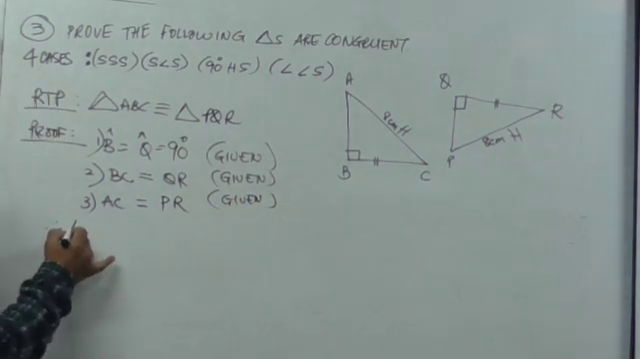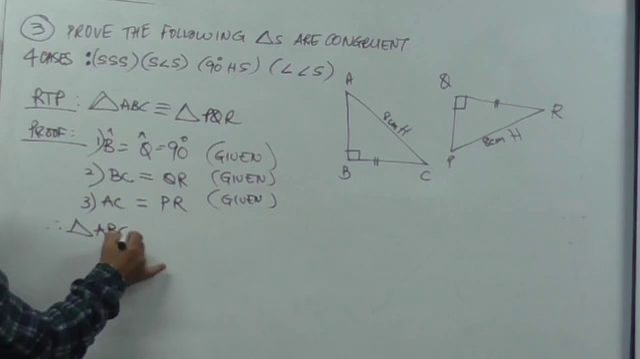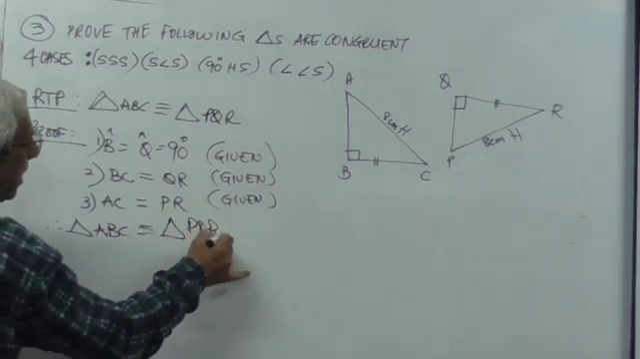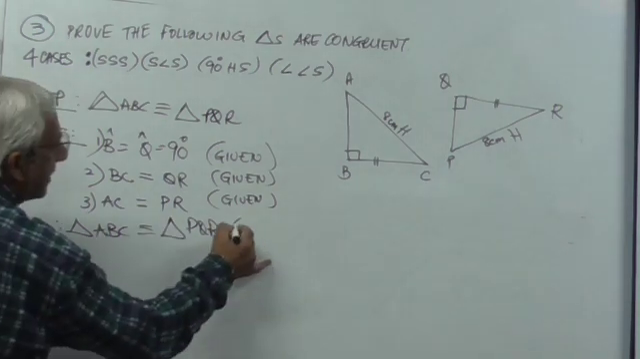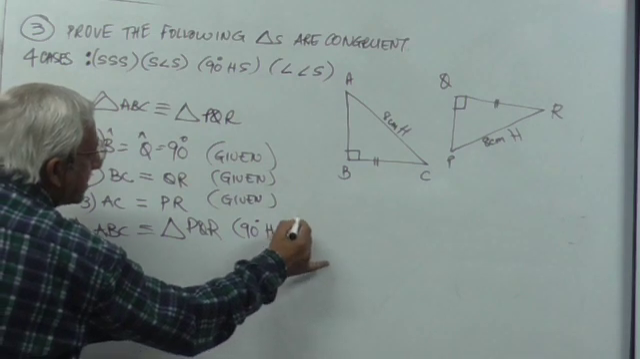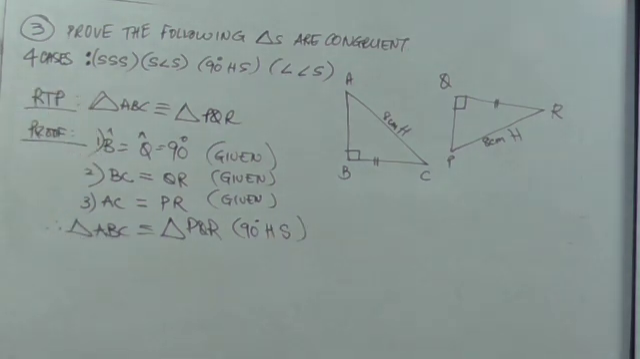So therefore, triangle ABC is congruent to triangle PQR, and the case is 90 degrees, hypotenuse and side. Right, so we've done that.